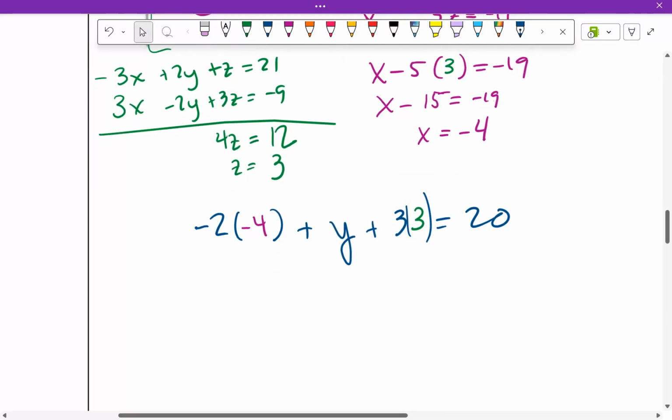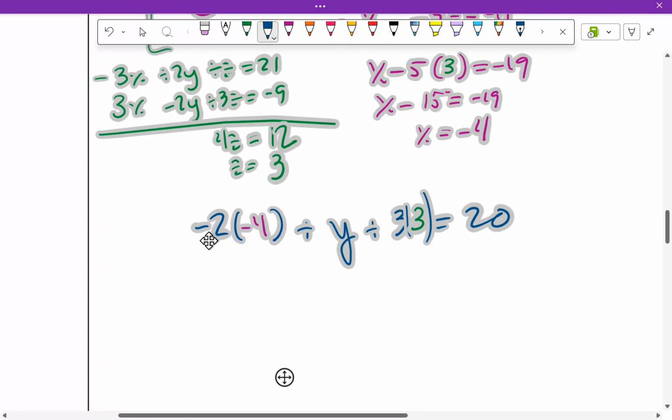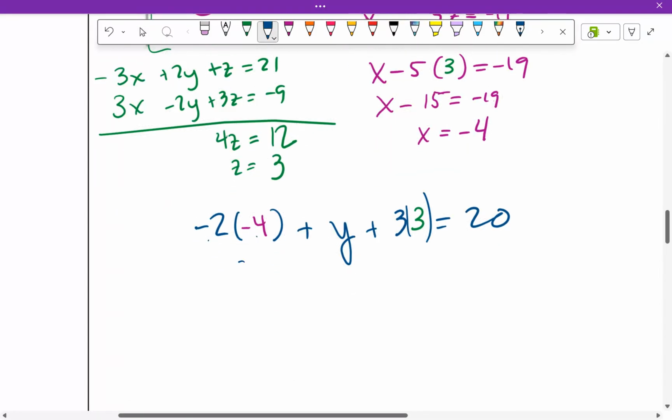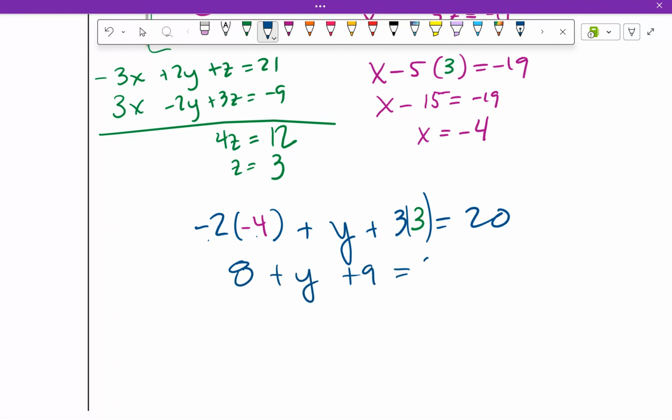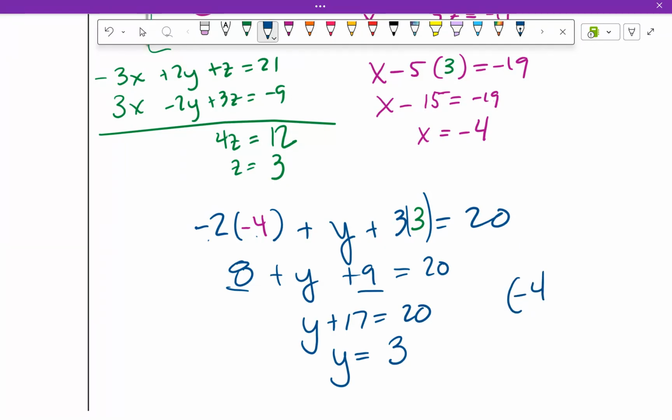So we're going to go ahead and do that arithmetic. So we have -2 times -4 is 8 plus y. 3 times 3 is 9 equals 20. 8 plus 9 is 17. Then I'm going to subtract the 17 to the other side, which gives me 3. And then I have to write my coordinate, my x, my y, and then my z. So my x was -4, my y is 3, and my z is 3. And that is my final answer.